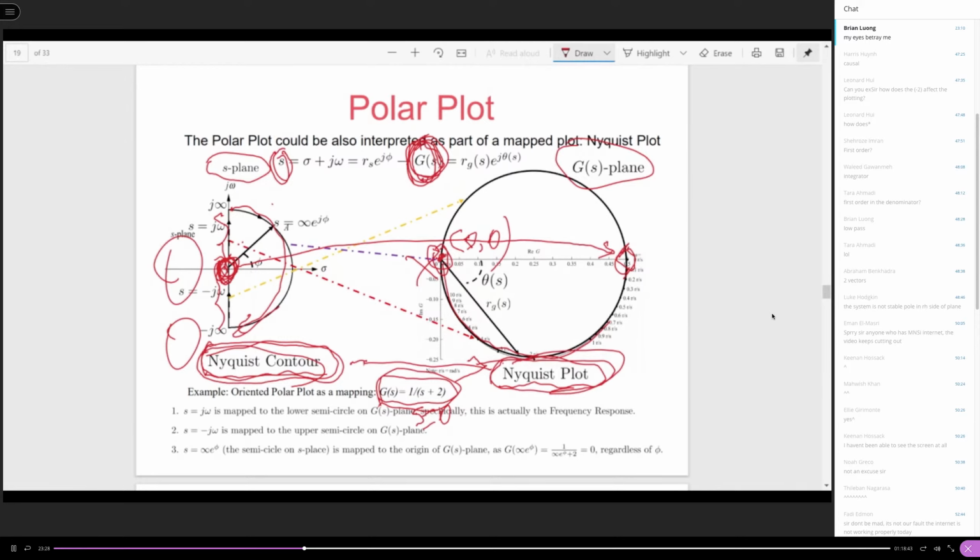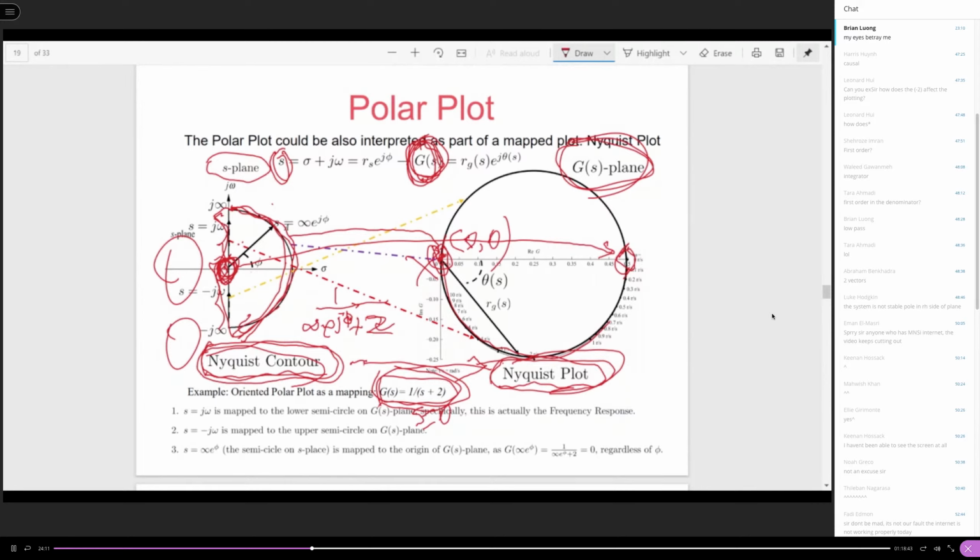So we are now very clear about this imaginary axis. Now I need to figure out where this semicircle is going to map to. The entire semicircle is going to be mapped to the origin on the G of S plane under this mapping. Why is it like that? Very easy to figure out. You have 1 over infinity e to the j phi plus 2 here as the mapping.